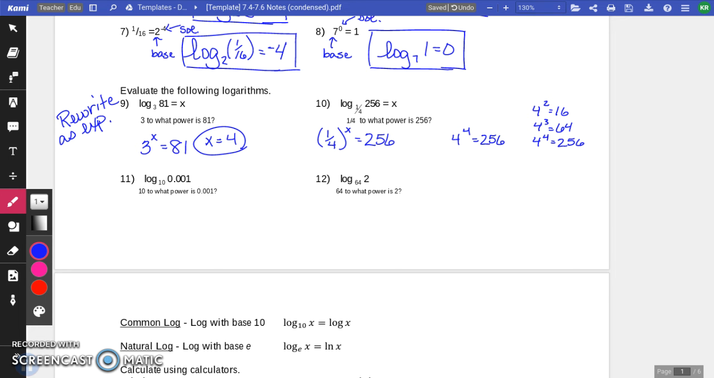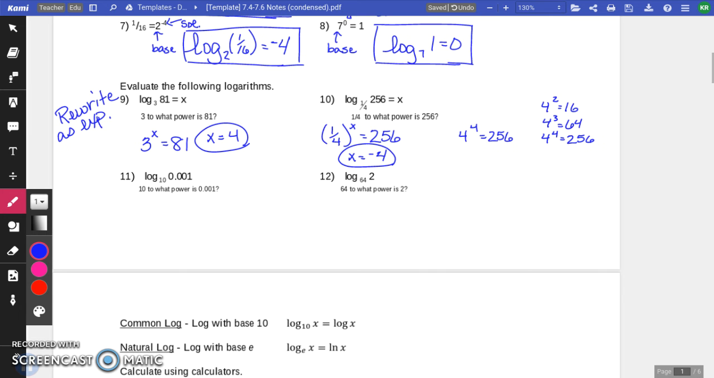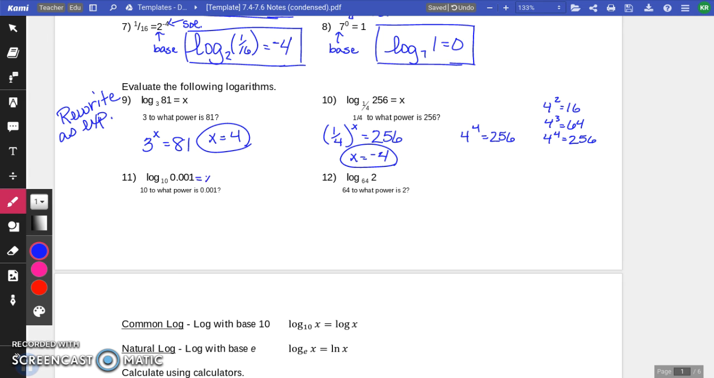But since I want to do the reciprocal, negative exponent, we'll do the reciprocal, so x actually is going to equal -4. So x to the -4th does the reciprocal and then takes it to the 4th power. Okay, 11 and 12 are the same as 9 and 10. The only thing that I didn't do here is I didn't write them as equal to x. Okay, so you might want to do that. It helps you understand that connection between the exponential and the logarithm.